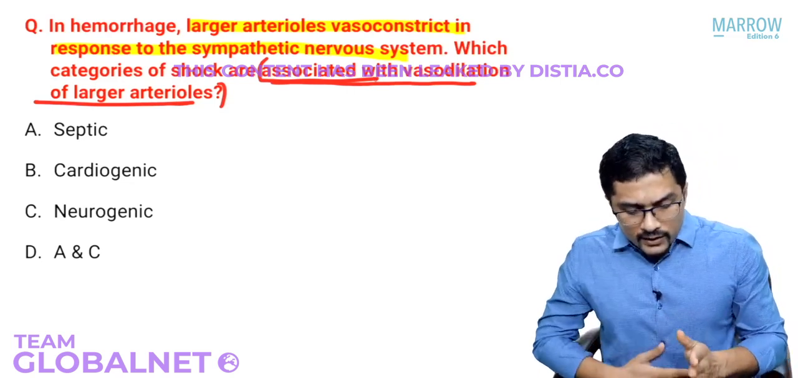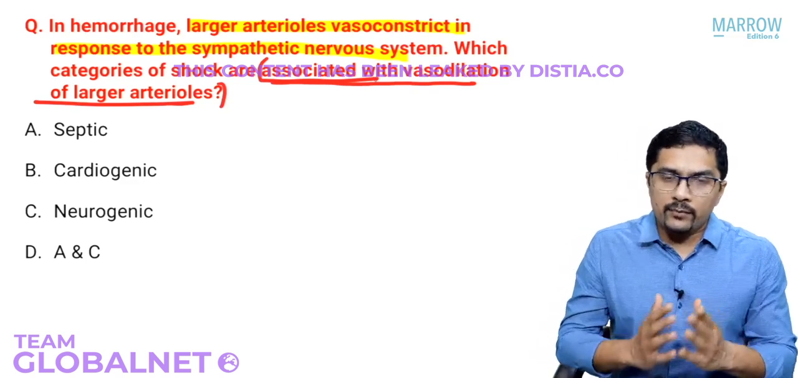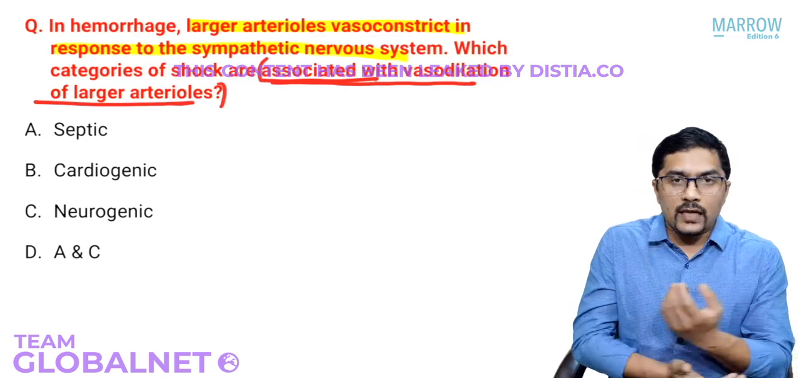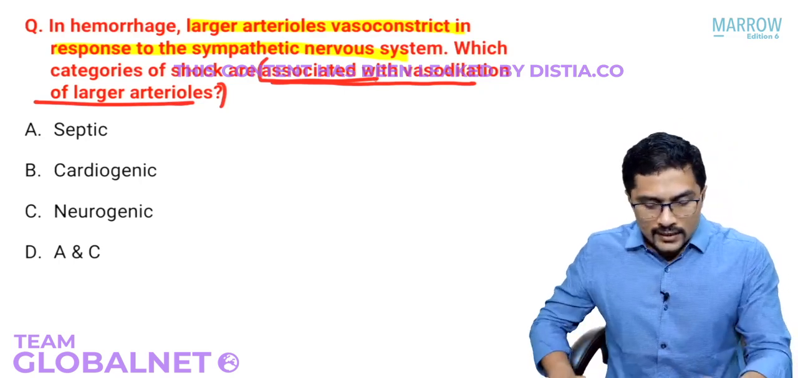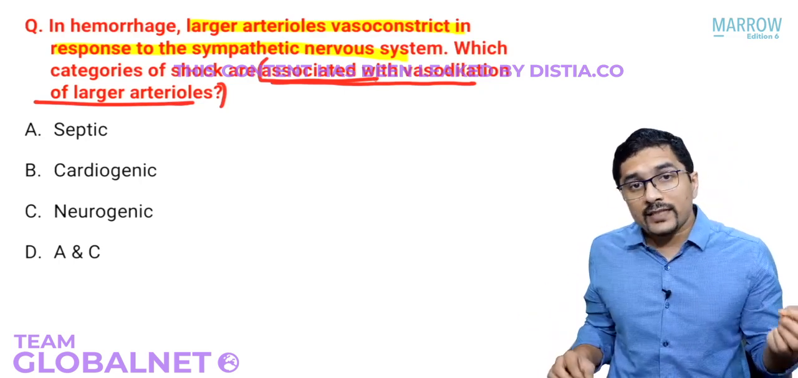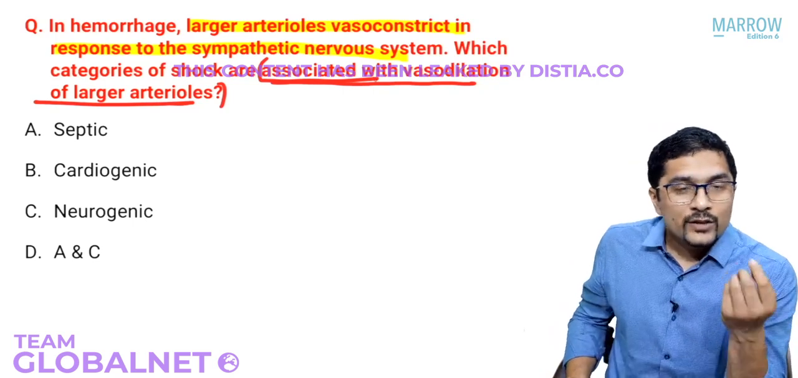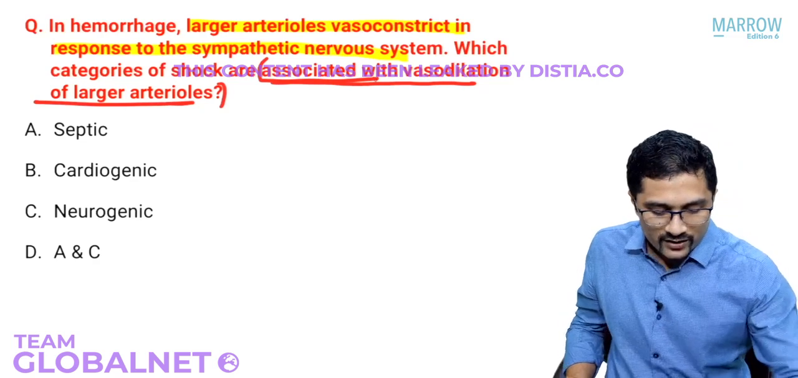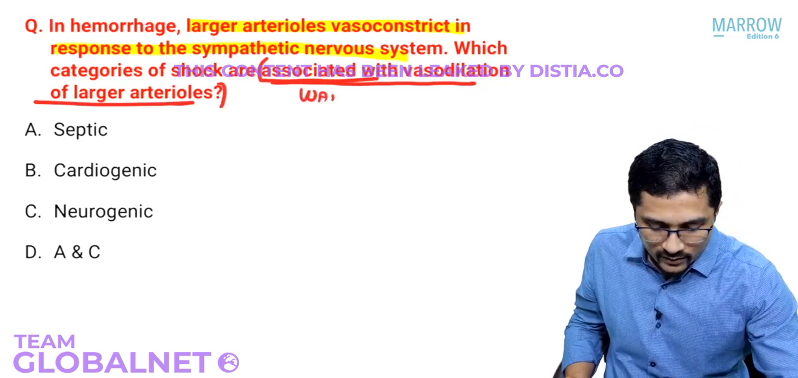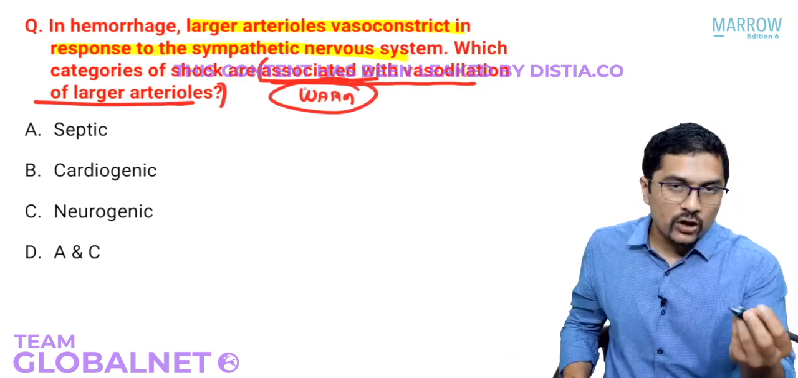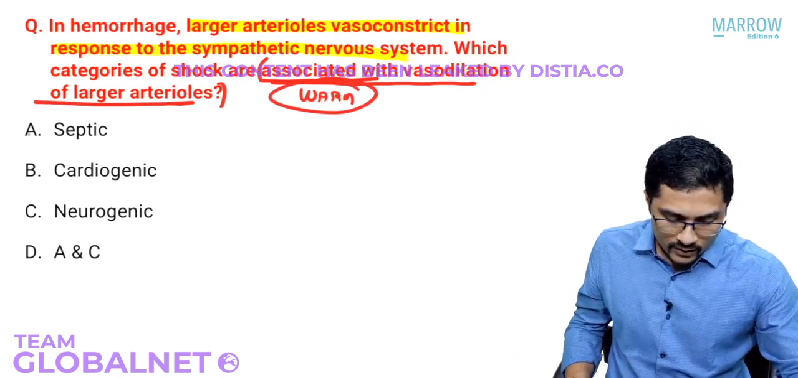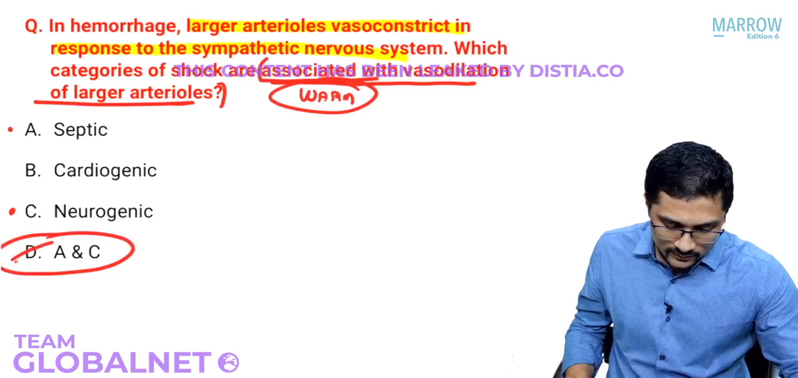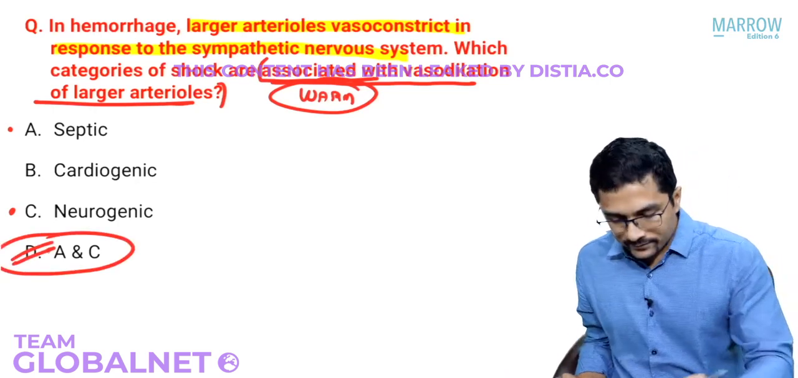Okay. The examiner is saying that in hemorrhagic shock, there is vasoconstriction. So the extremities are cold. Now he is asking which are the shocks where there is vasodilation. So if there will be vasodilation, extremities are going to be what? Extremities are going to be warm. So which are the shocks where extremities are warm? You have septic shock, neurogenic shock. So the answer becomes A and C.